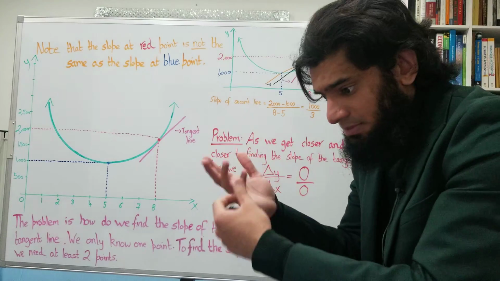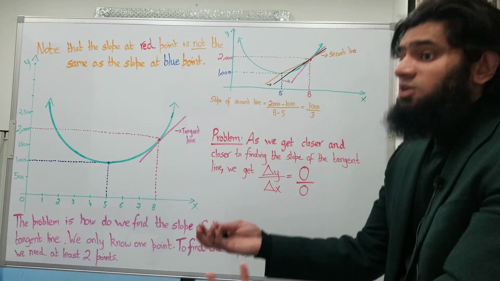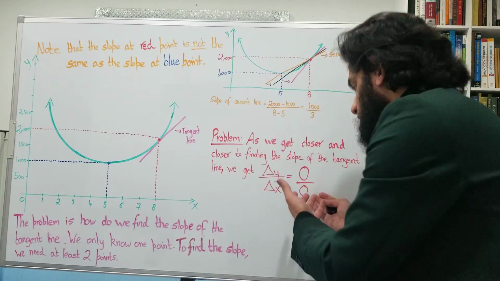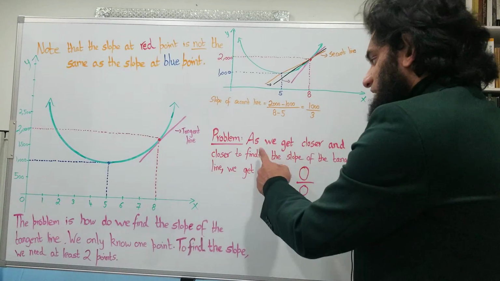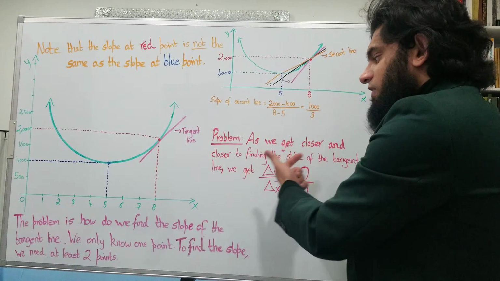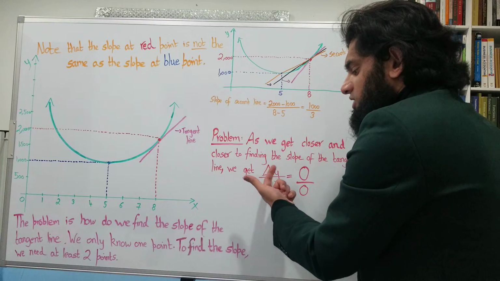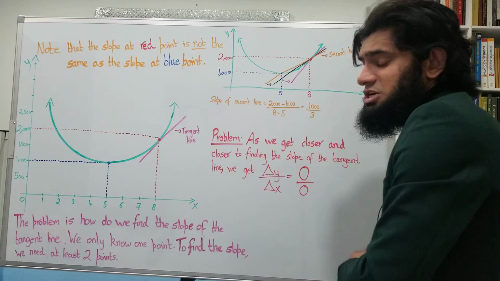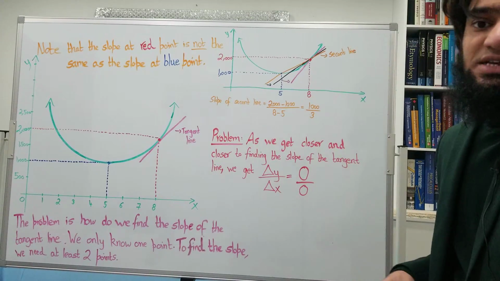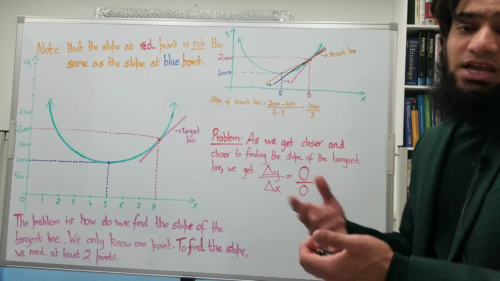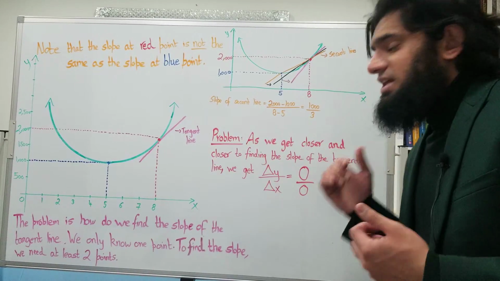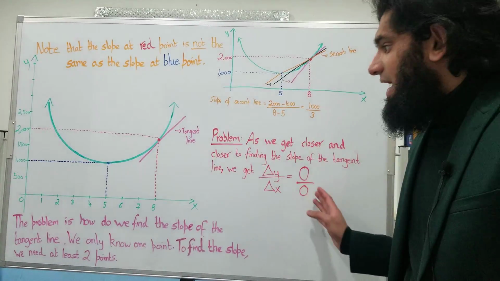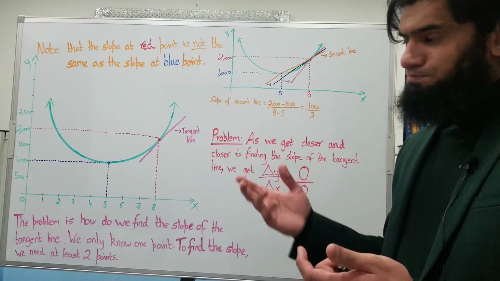And that's what the tangent problem is. As soon as we think we found the slope of the tangent line, we come up with this problem, right? So as we get closer and closer to finding the slope of the tangent line, we get change in y over change in x, which is 0 over 0. And the problem here is division by 0 is undefined, right? So we can't divide any number by 0 in math. And that is the tangent problem.